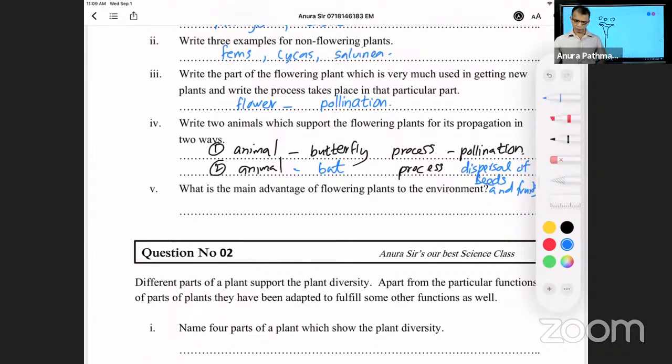dispersal of fruit. What is the main advantage of flowering plants to the environment? Produce food. Beauty of the nature. The main advantage? Help for the respiration process. No. Produce food.